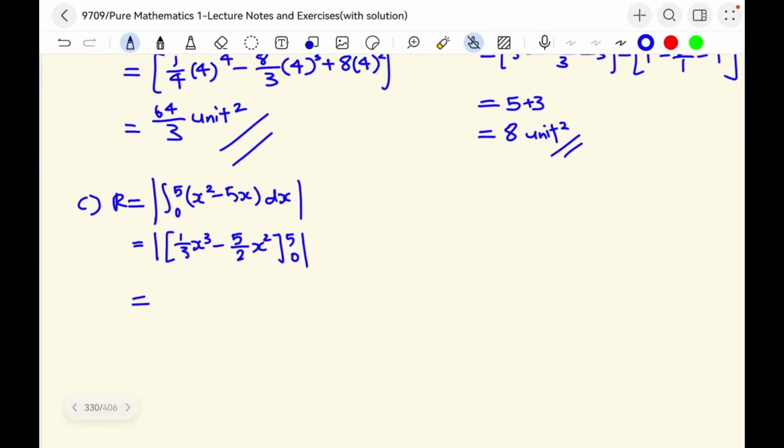I may skip the steps in the middle and just give you the answer directly. By right, this evaluation should be easy. You will get negative 125 divided by 6 for the inside function. And after you take the modulus, you must get a positive. So it's 125 divided by 6 unit squared. That's all.